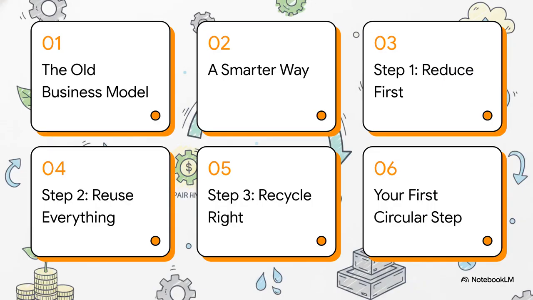And here's our game plan for this explainer. It's super straightforward. First, we'll look at the old, kind of wasteful model. Then we'll get into the smarter way, the circular model. After that, we'll break down the 3 essential steps: reduce, reuse, and recycle, and we'll wrap up by helping you figure out your very first move.